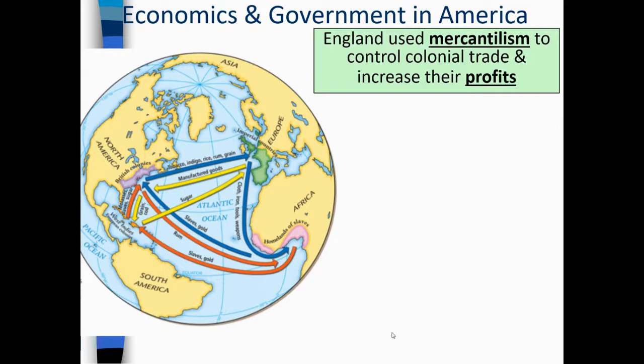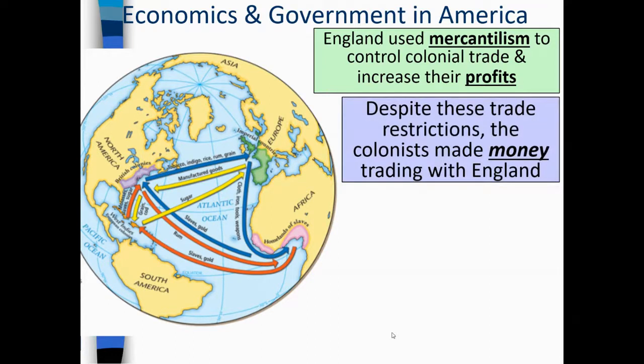Economics and government in America. England used mercantilism to control colonial trade and increase their profits. Despite these trade restrictions, the colonists made money trading with England.